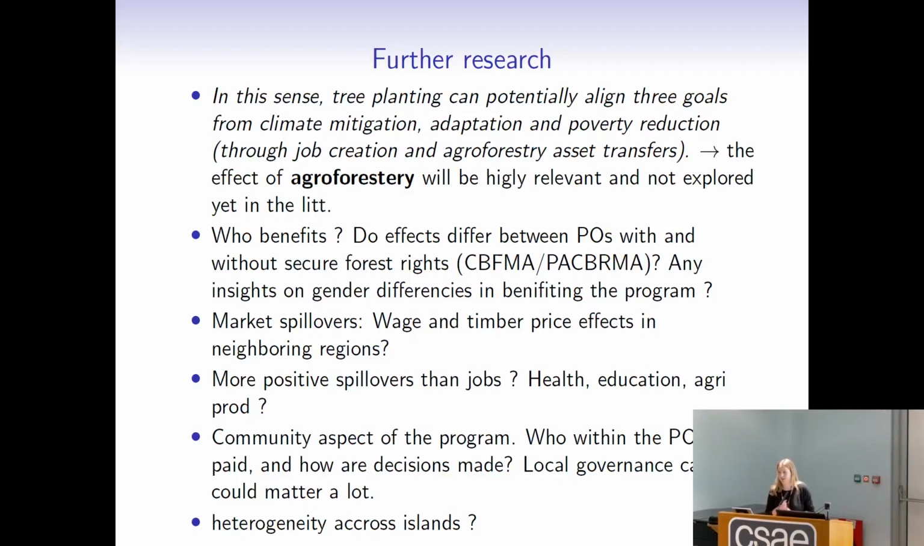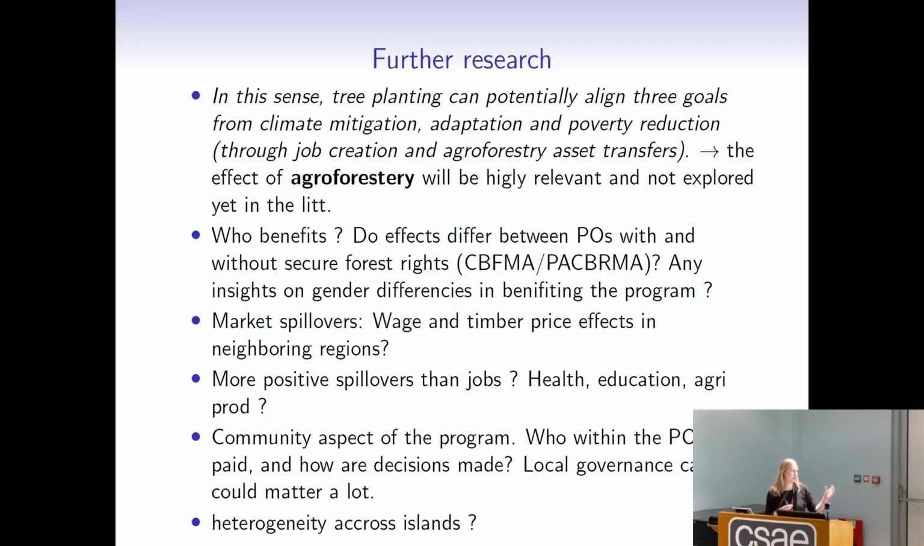I'm interested in it also, and you have data, so that could be nice if you could do it in the future. Also, who is benefiting from the actual policy? Are there any gender differences? Sometimes we know that women do not benefit in the same way from interventions as men, so I would be glad to know about this. Do you have any insight about market spillovers? What are the consequences on wages and timber or price effects in the neighboring regions? Do you see heterogeneity across the islands? Do you see other positive spillovers? Of course, the classic questions: education, health, etc.